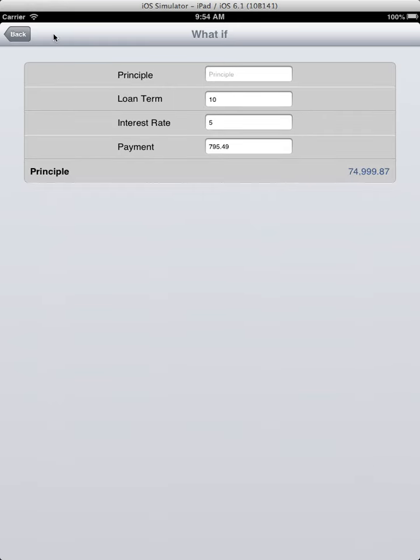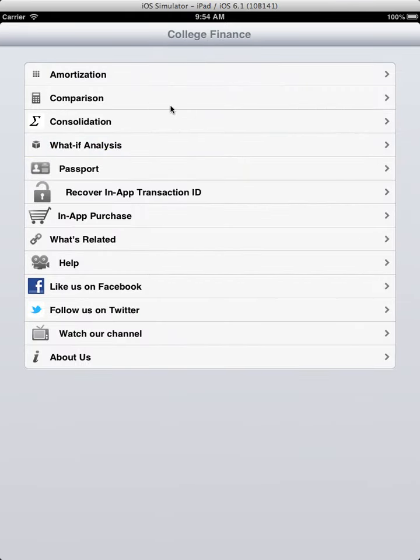Okay. So as you can see, this is very useful for loan analysis, what if analysis, and loan consolidation.